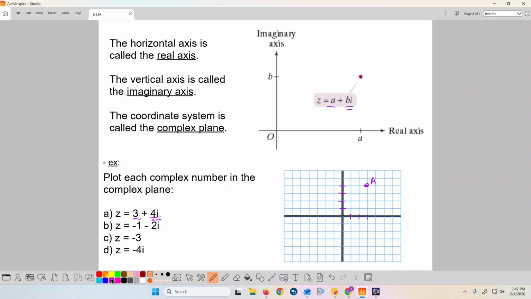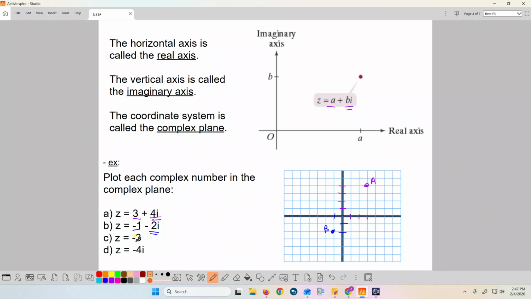Now for question B, this one also has a real part, which is -1. So -1 takes us to the left one. But it also has an imaginary part, and that's -2i. So from here, I'm going to go down 2 units. And then that right there is where we could plot question B.